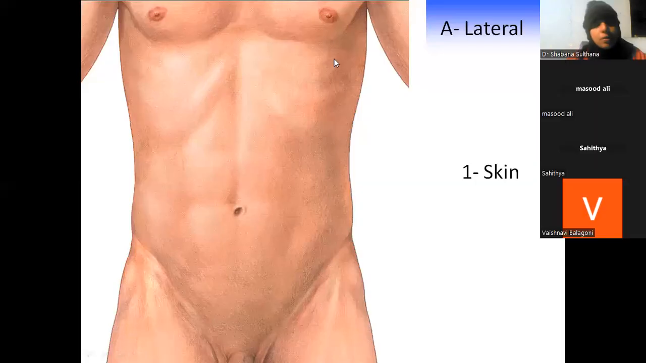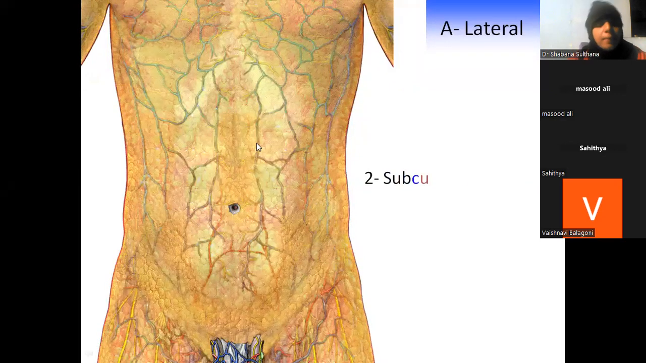So the layers of the anterior abdominal wall: first is skin, then superficial fascia. How many layers does the superficial fascia have? Two layers. The superficial fatty layer, also called Camper's layer, and the deep membranous layer, also called Scarpa's layer.